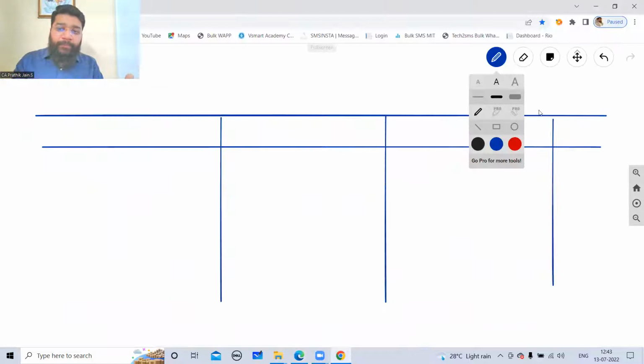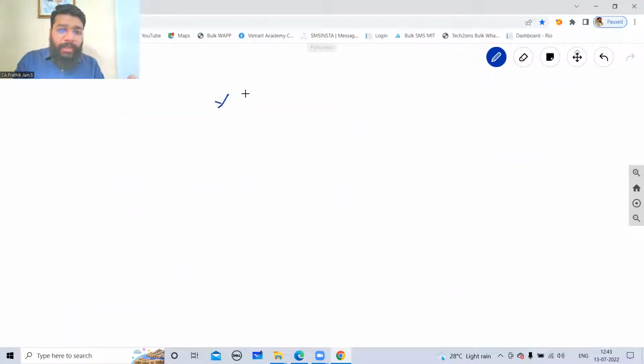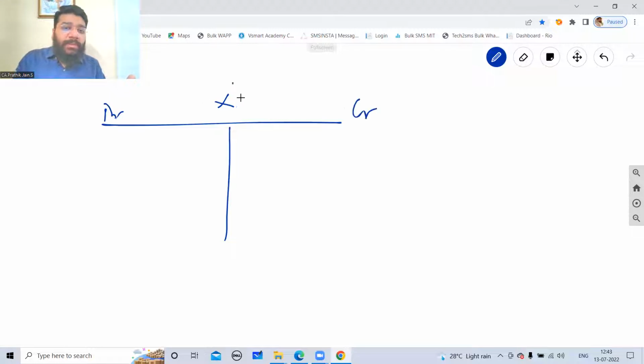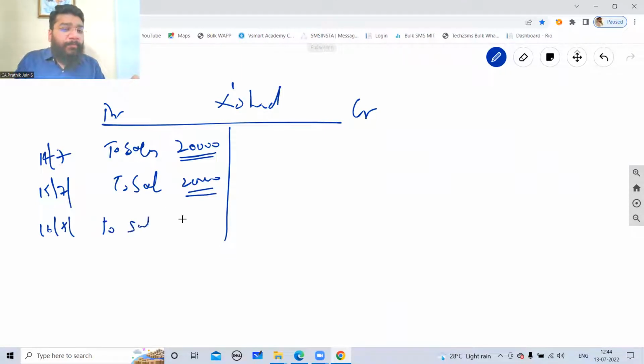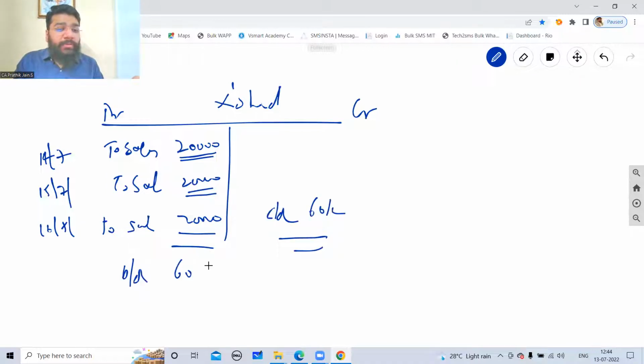So you'll open X account ledger. On debit side, this is X's ledger. On debit side, to sales 20,000 on 14th of July. On 15th of July, to sales 20,000. Second entry will come. On 16th of July, to sales 20,000. Carried down 60,000. Brought down 60,000.